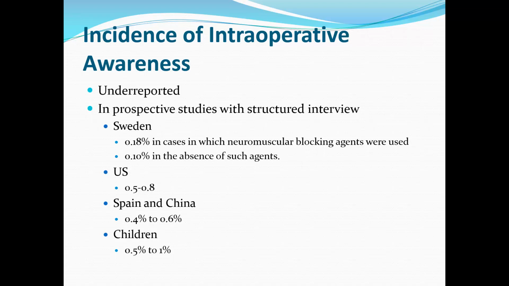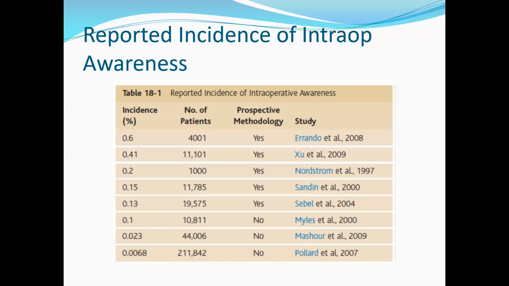The incidence of awareness is higher when light anesthesia is used, as you can imagine, so in OB patients, cardiac patients, or patients having surgery for trauma. The incidence of awareness is also higher in children, about 0.5 to 1%. But the good thing is the psychological sequelae from awareness is lower in kids. Again, this table shows the discrepancy in the literature, and as you can see, the incidence ranges from 0.068% all the way to 0.6%. That's 6 in 1,000. That's a scary number.